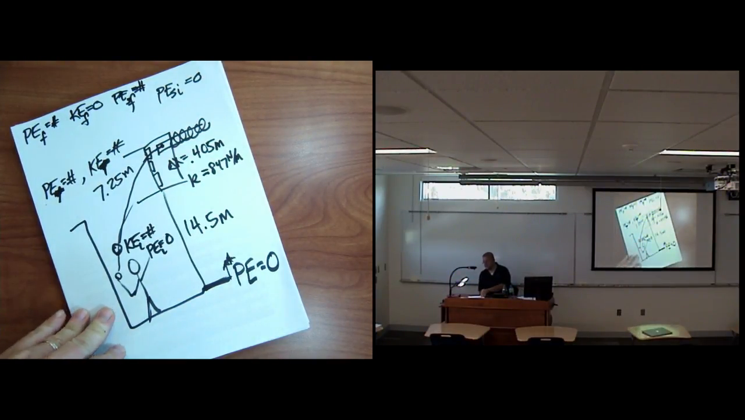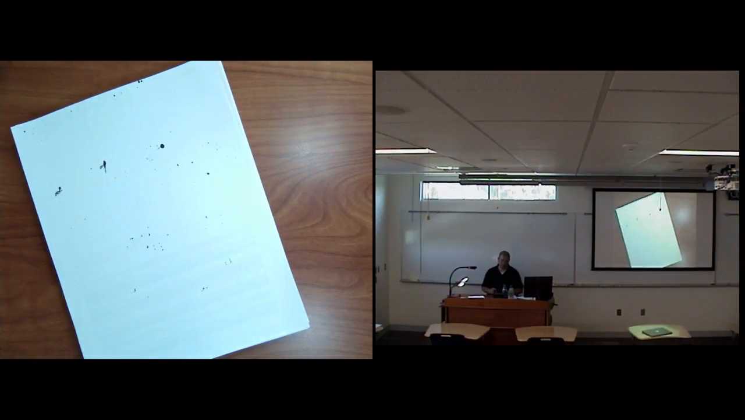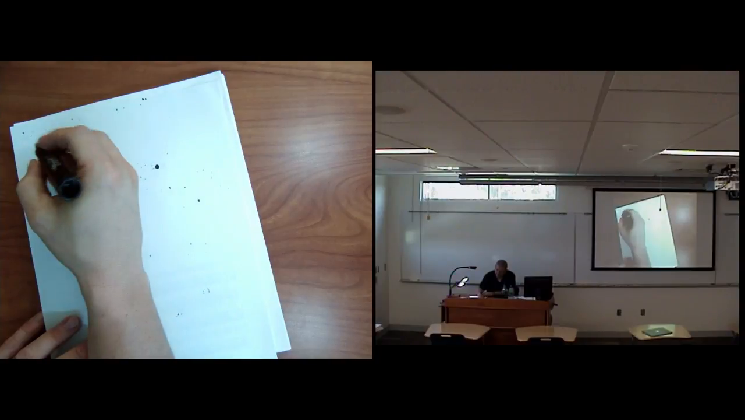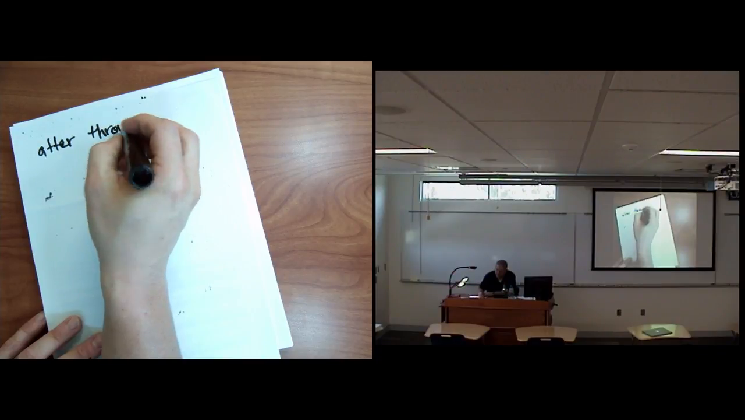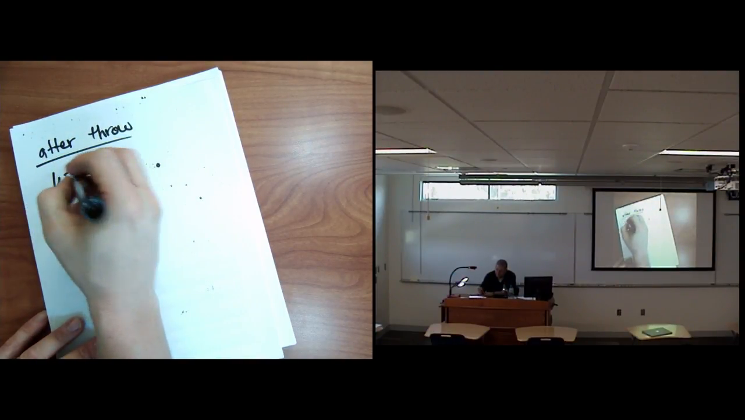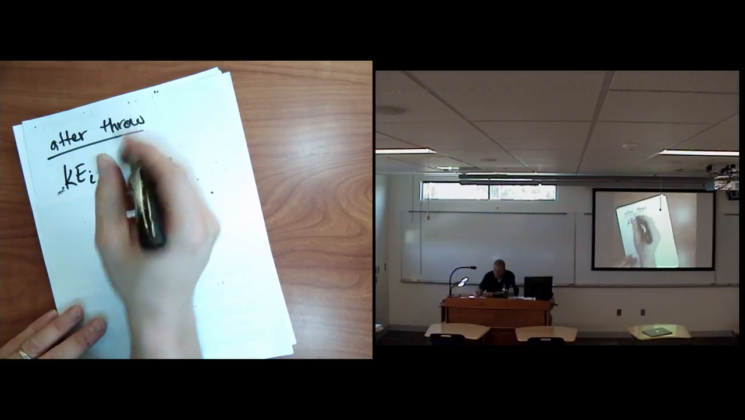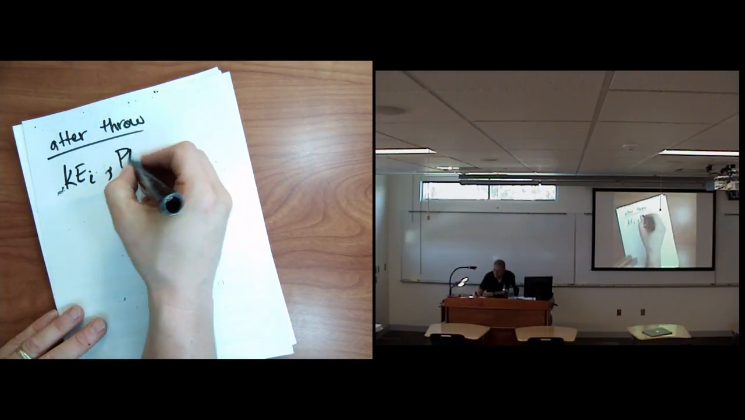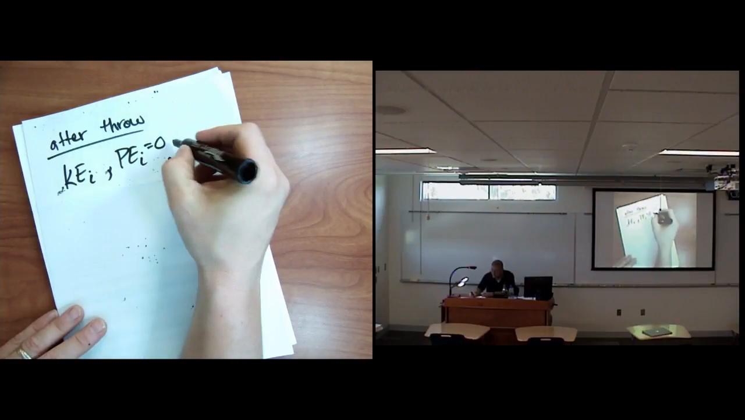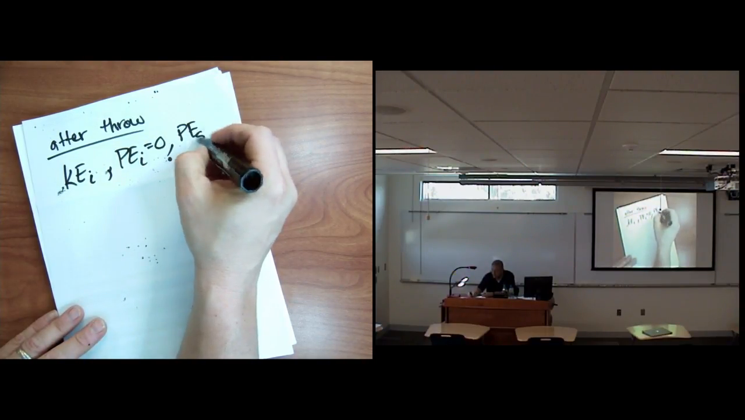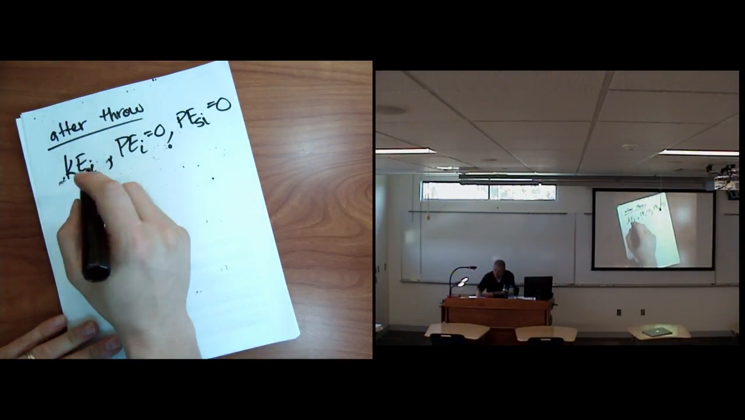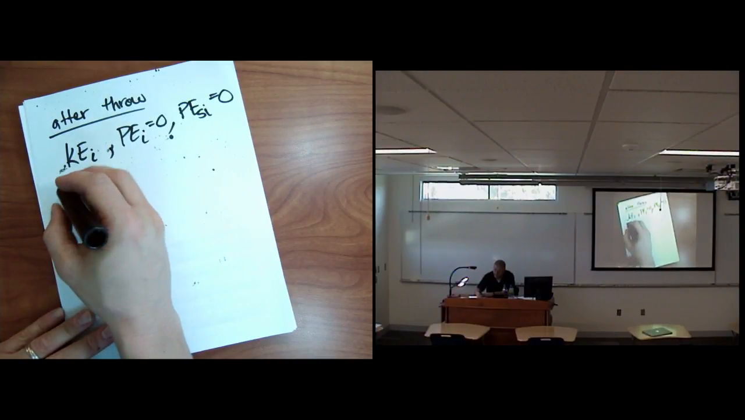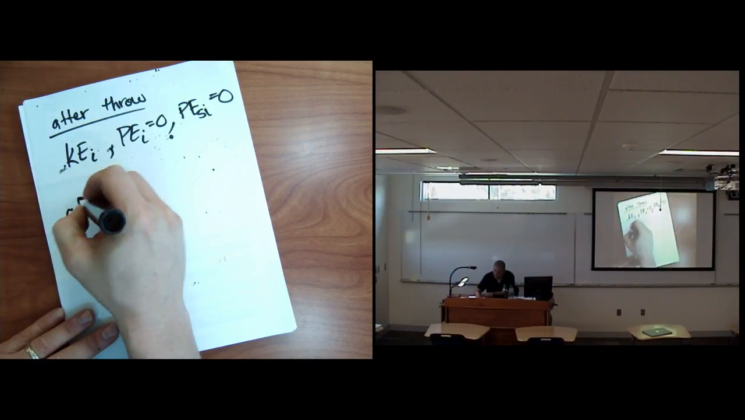I'm going to go to my next page and I'm going to go through each stage of this without the picture. So just after the throw, we said it has kinetic energy. We'll call that kinetic energy initial. And then we said potential energy initial equals 0. And we said the potential energy of the spring initial equals 0. Okay, because the spring hasn't been compressed or anything yet. And then we'll say after compression, after it's compressed the spring.